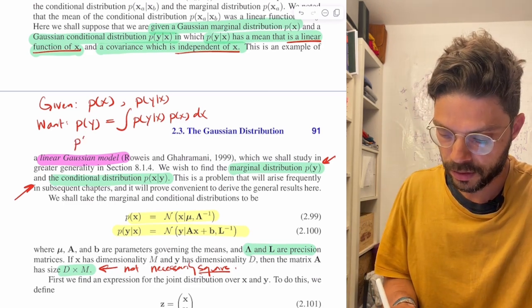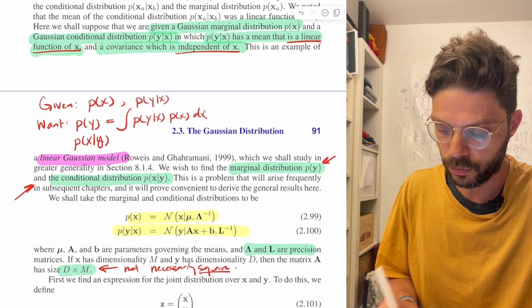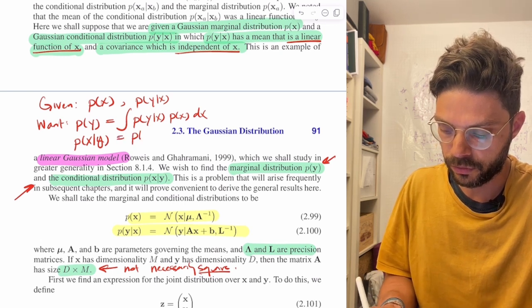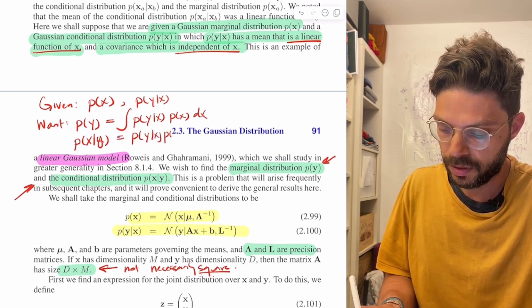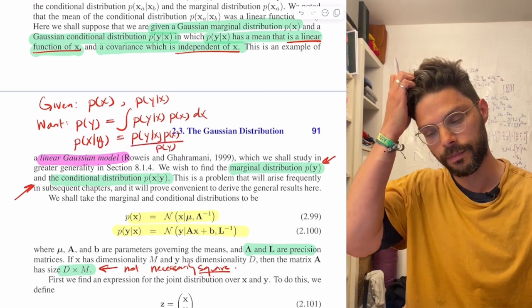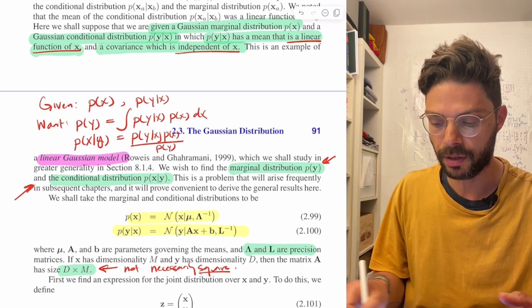And then we also want the posterior distribution on x, which is going to be equal to p of y given x, p of x, over p of y. But again, we're not going to be applying that expression directly.